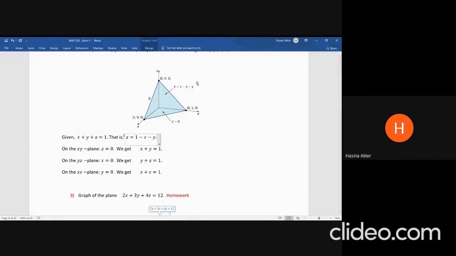Is that clear? Miss, তাহলে x equals 1 minus y minus z, এটা কোনটা মিস? যদি আমরা লিখতাম যে x equals 1 minus y minus z, that's the same one. This is the same one. Look at the equation. It doesn't matter whether you consider x as the output, or y as the output, or z as the output. You get the same plane.